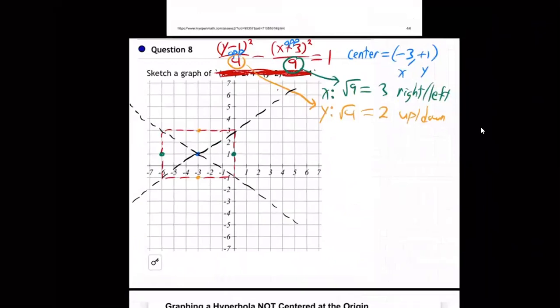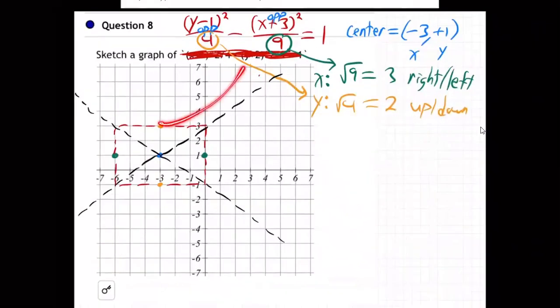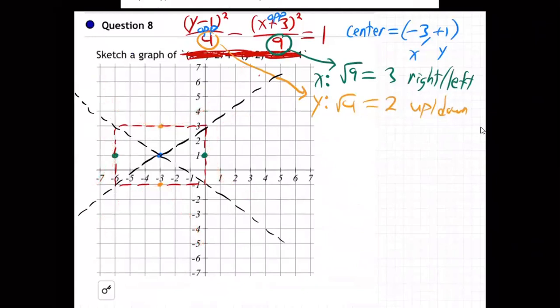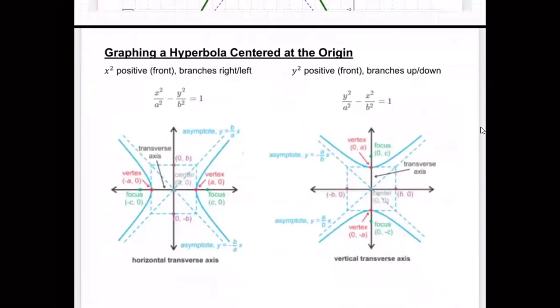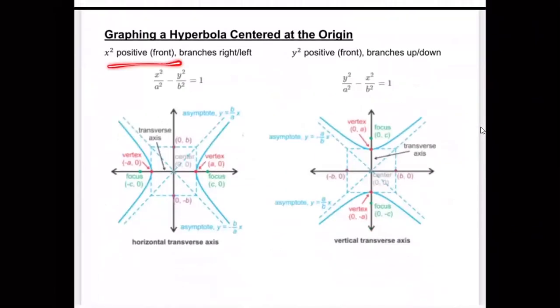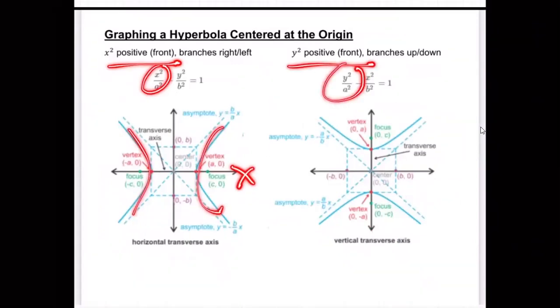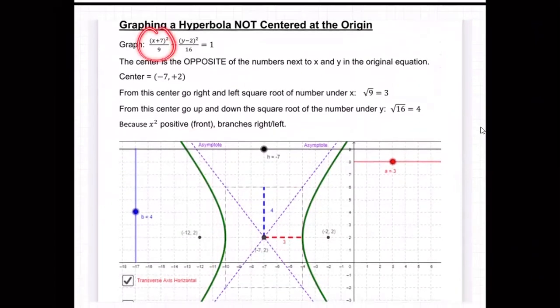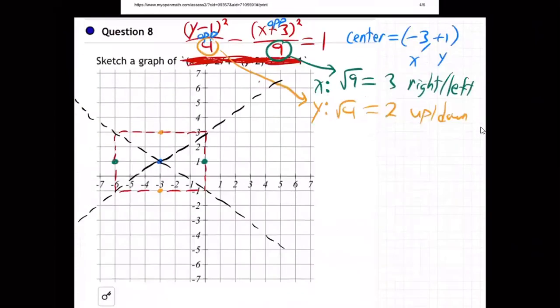Now, for our branches, there are 2 ways you can do the branches. You can do the branches up and down from the middle of the box, or right and left from the middle of the box. Which one is it? Well, you can see right here, if x squared is positive in the front, branches go right, left, because the x-axis is right, left. If y squared is positive in the front, the branches go up, down, because the y-axis is up, down. So that's what tells you, or this one says it too. Because x squared is positive in the front, this one's branches went right, left, because it had x squared in the front. All right, what do we have? We have y squared in the front. So let's write that.